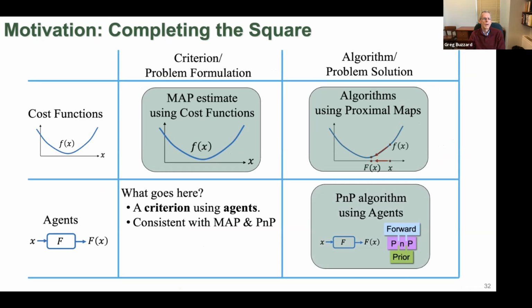Okay, so we can think about that in this kind of grid format. We've got a problem formulation in this column, a problem solution in this column. Along the top, we've got cost functions, which we know how to handle well. And along the bottom, we've got these agents or black box models. Here, we've got an algorithm that uses those, and here we need some kind of problem formulation to go with those. And that's where our answer is MACE.